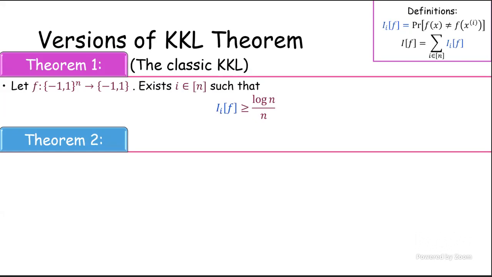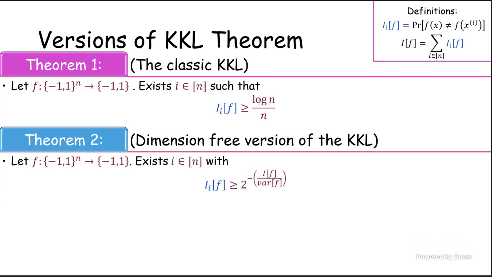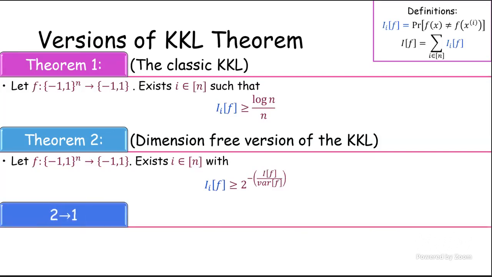And we can see what's behind this KKL theorem. There is another version which is dimension free, and it implies this classic KKL immediately. It's sometimes easier to work with it, since sometimes we just need to prove it in order to get the KKL. What it says is that there always exists some large individual influence. How large? It's larger than 2 to the minus the total influence, or the total influence normalized, as I wrote it here.